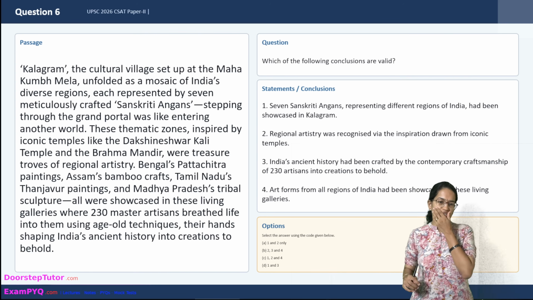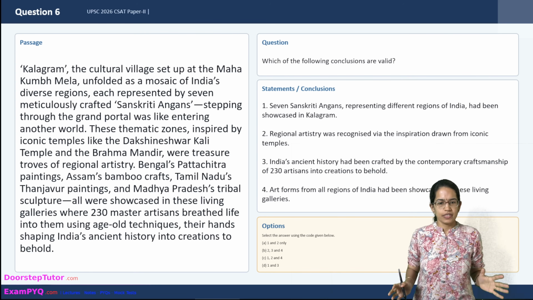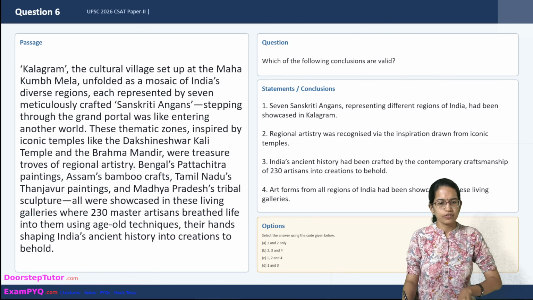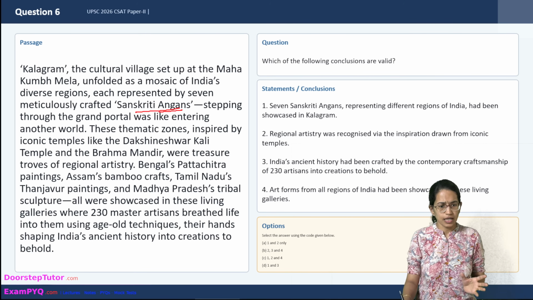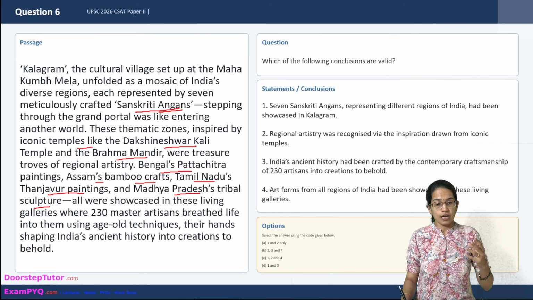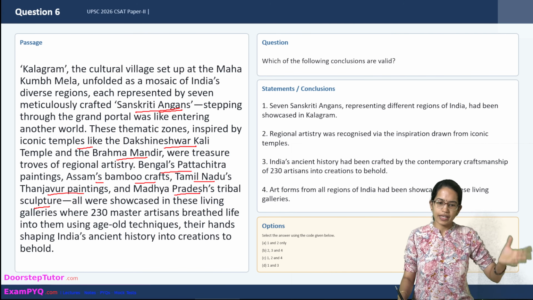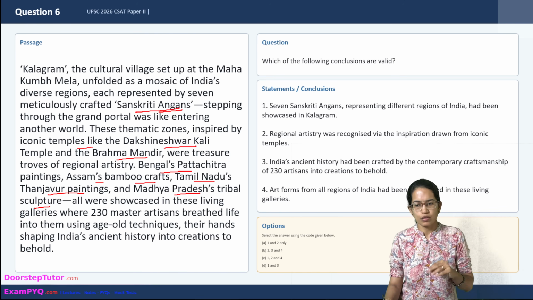Coming on to the next question. Now this is a question based on a passage, 2 questions on it. So Kalagram is a cultural village which has been set up in the Mahakumbh Mela, which talks about India's diversity, 7 meticulous crafts which are known as Sanskriti Ang, and these have thematic zones. For example, the temples from Dakshineshwar Kali to Brahma Mandir, and then the paintings of Bengal Patchitra, Assam's bamboo craft, Tamil Nadu's Thanjavur painting, Madhya Pradesh tribal sculptures. Now they have all explained the living galleries and the master artisans behind them. Now the question says, which of the conclusions are valid?